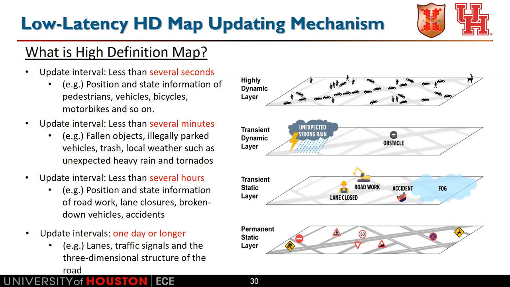Basically, the components of the HD map can be divided into four layers: the highly dynamic layer, the transient dynamic layer, the transient static layer, and the permanent static layer. The highly dynamic layer contains things like surrounding vehicles and pedestrians, whose locations change frequently. The permanent static layer mainly contains things like road signs, which will not change until the road is redesigned. So we can see different layers in the HD map have different requirements for updating frequency.